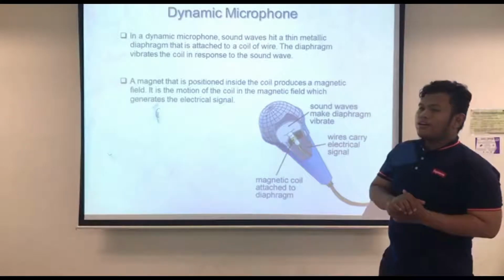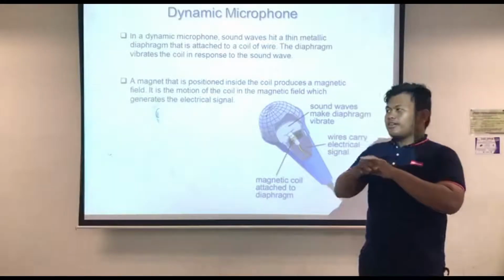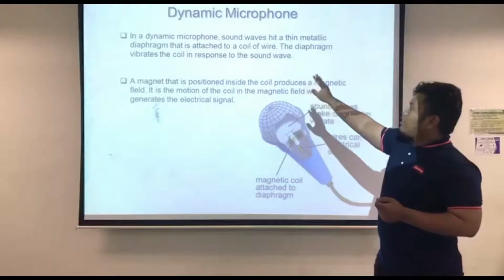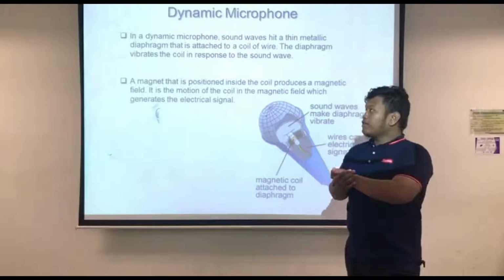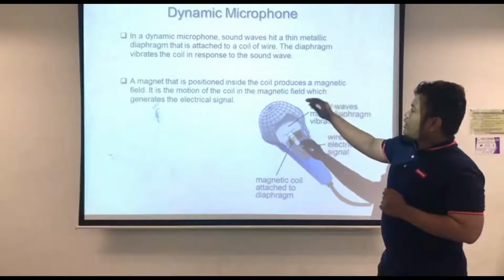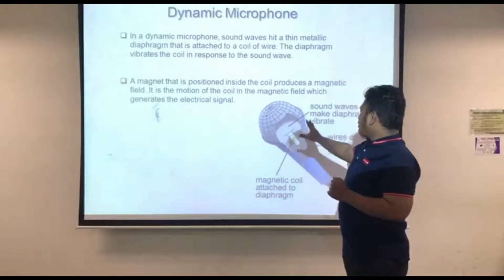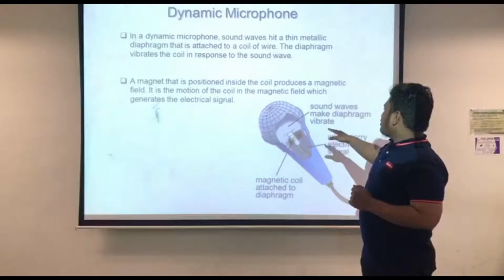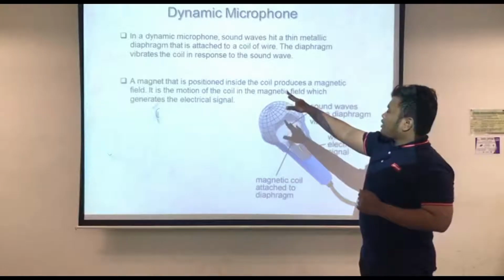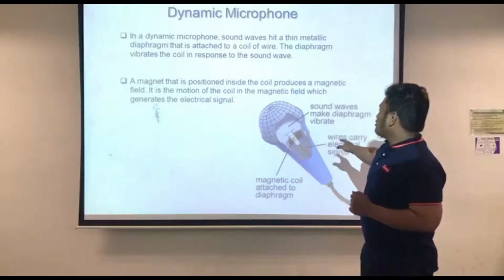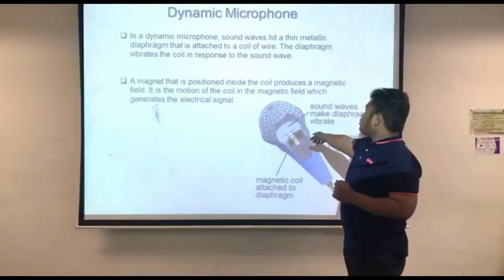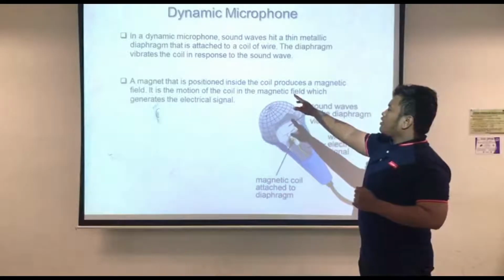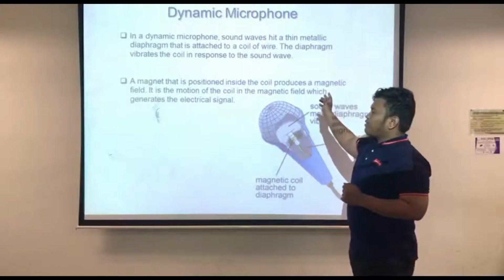Alright, first I would like to present the first type of microphone, the dynamic microphone. In the dynamic microphone, which is in this picture, we can see the sound wave hit the metallic diaphragm that is attached to the coil of wire. You can see the wire is attached to the coil. The diaphragm will move the coil in response to the sound wave.